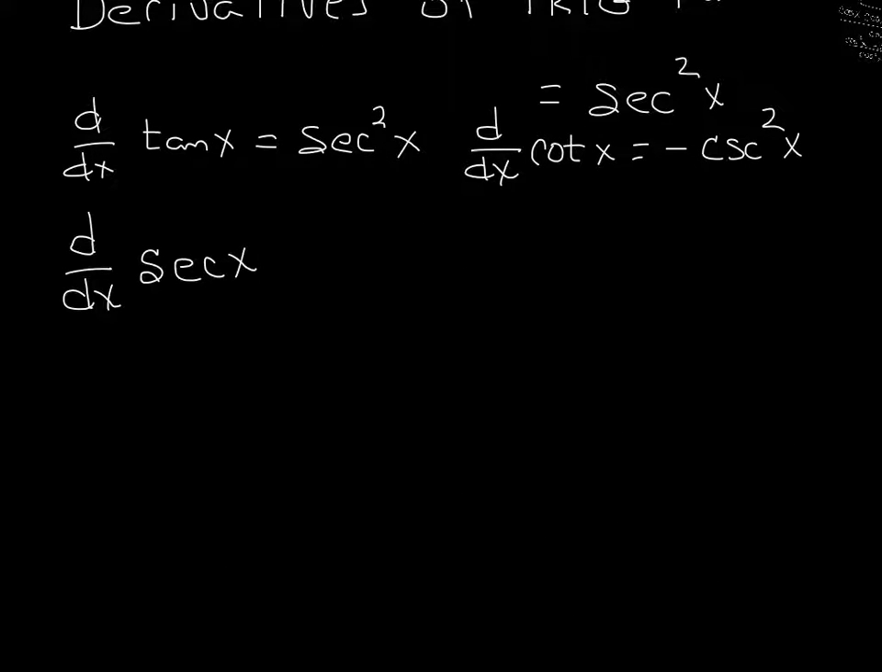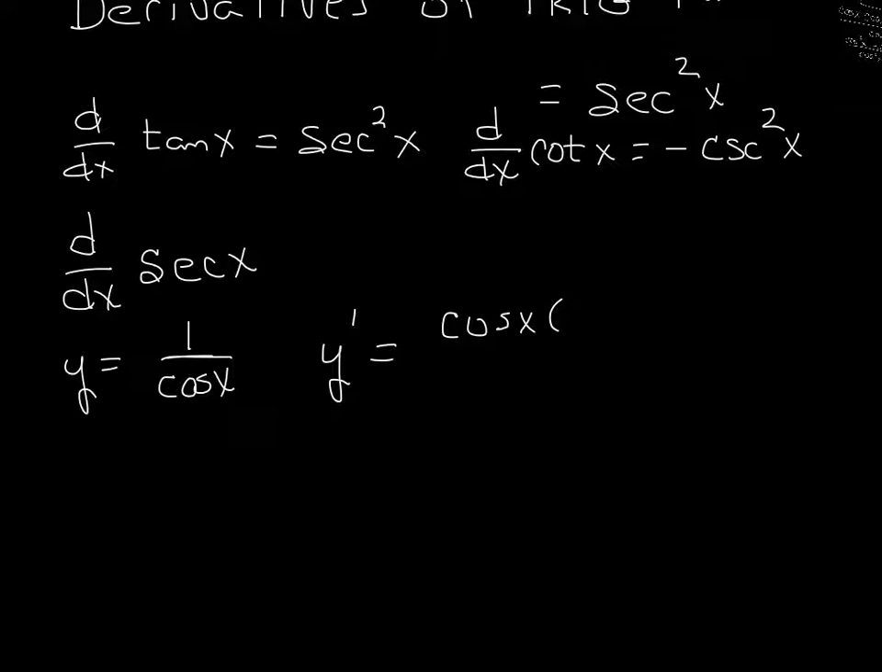Okay, let's think about the derivative of the secant x. I can rewrite the secant as 1 over the cosine of x. And if this is going to be my function and I want to find the derivative, I cannot, in this case, use cosine x to the negative 1. That involves a rule called the chain rule that we haven't talked about yet, but we can use the quotient rule.